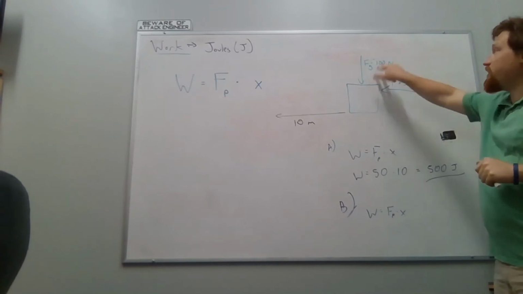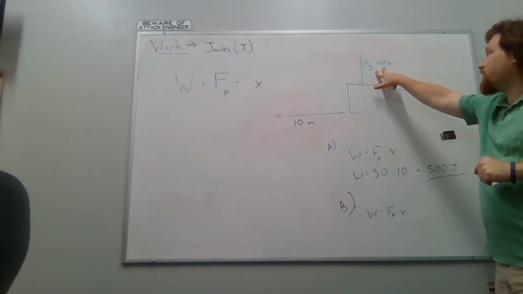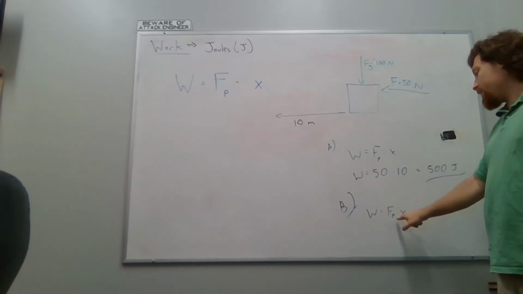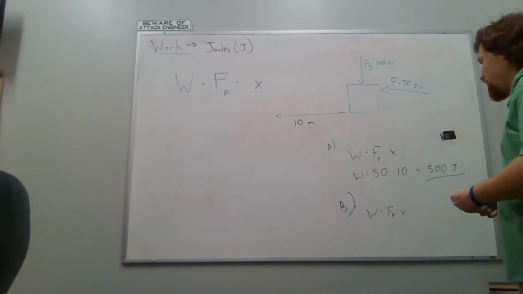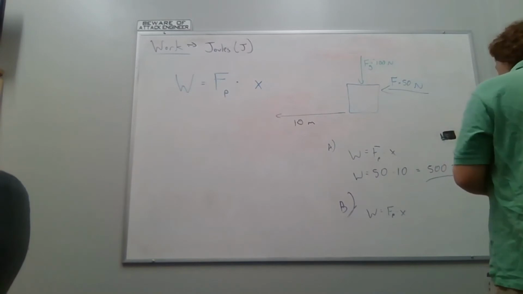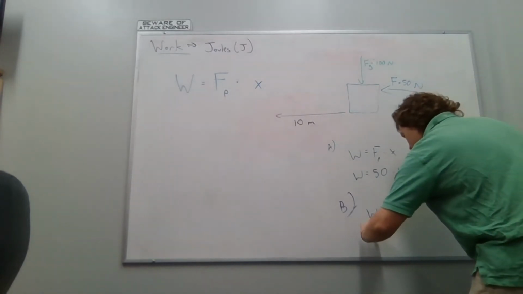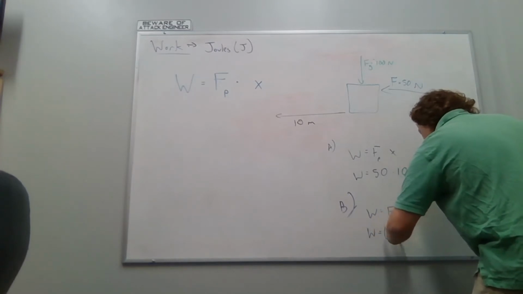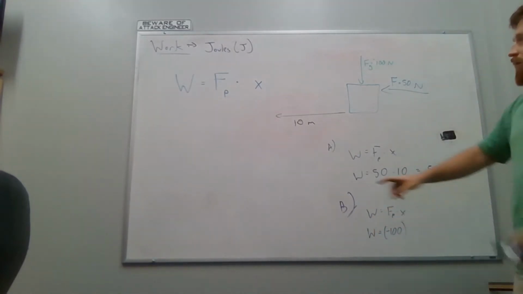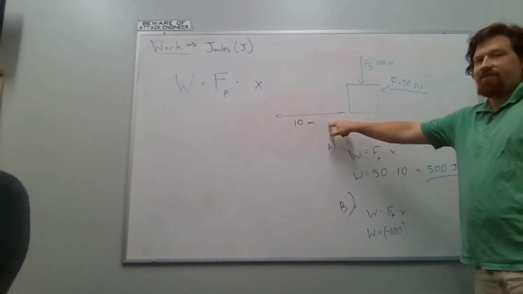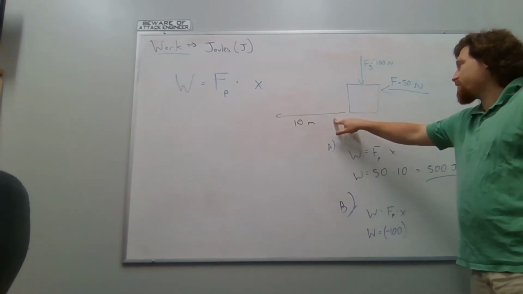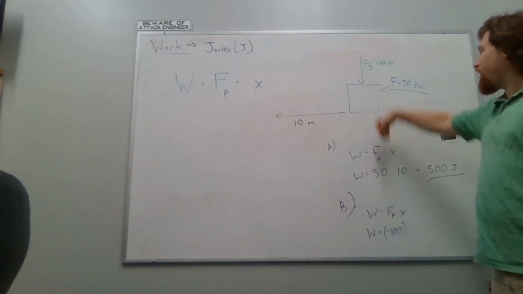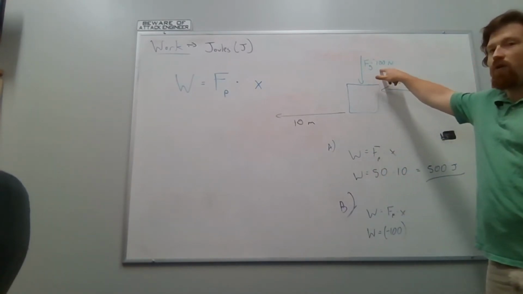So, this is the force of gravity on the box. This is its weight. So, if we want the work done by gravity, we have to plug in the force of gravity. If we want to find work, we're going to plug in our force of negative 100. Now, the box is sliding to the left in the x-axis. It is not moving down. It is not moving parallel to this force.